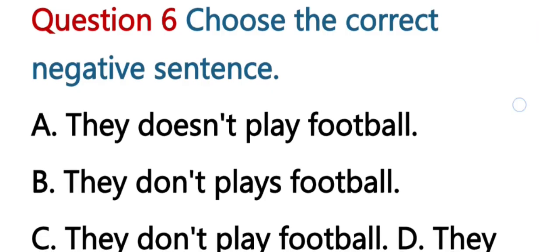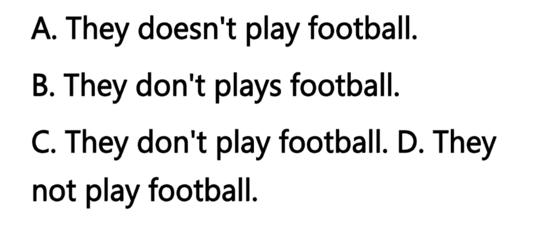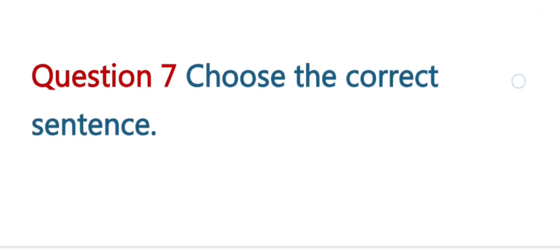Let's talk about question 6. Choose the correct negative sentence. A, they doesn't play football. B, they don't play football. C, they don't play football. Or is it D, they not play football. Which one do you think is correct out of these four? Write your answer.